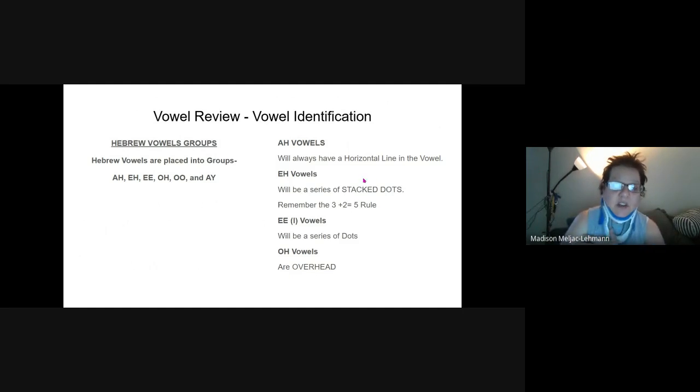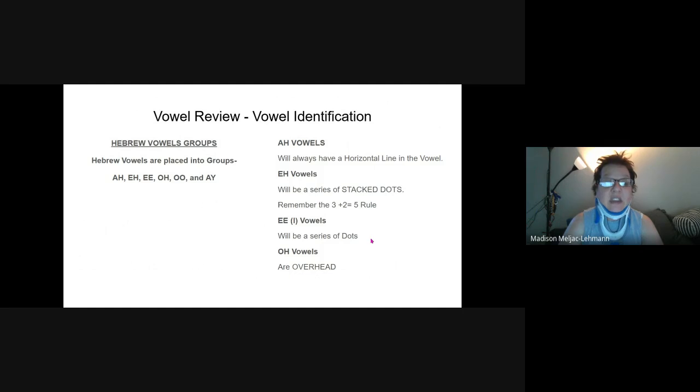Now, how about EH vowels? EH vowels are always dots, and they're usually stacked dots. There's a rule that you're going to learn called the 3 plus 2 equals 5 rule. And you will find that all the EH vowels are a series of dots put together. We just saw a vowel today that had 3 dots in it. We saw a vowel last week that had 2 dots in it. And then you will find there is a vowel that has 5, but it doesn't matter. They're all EH in the EH family.